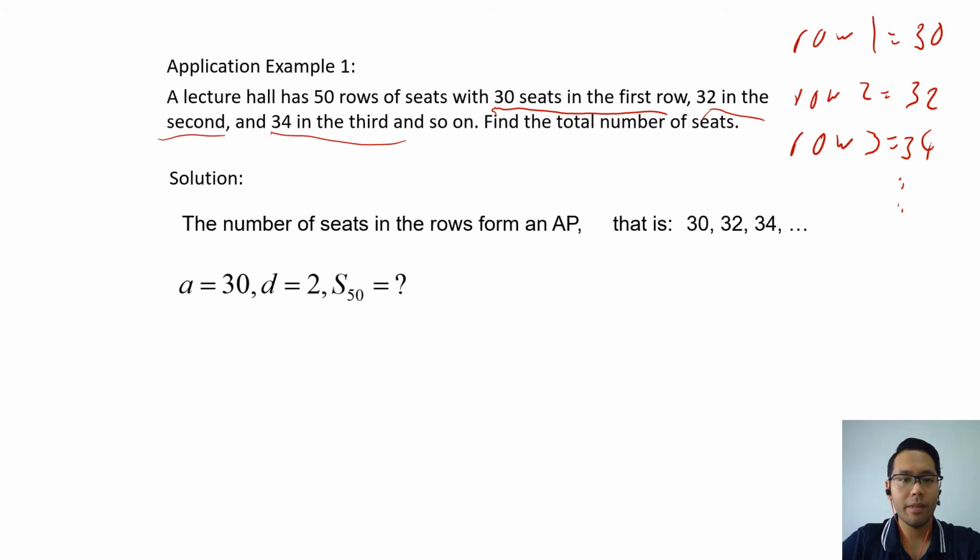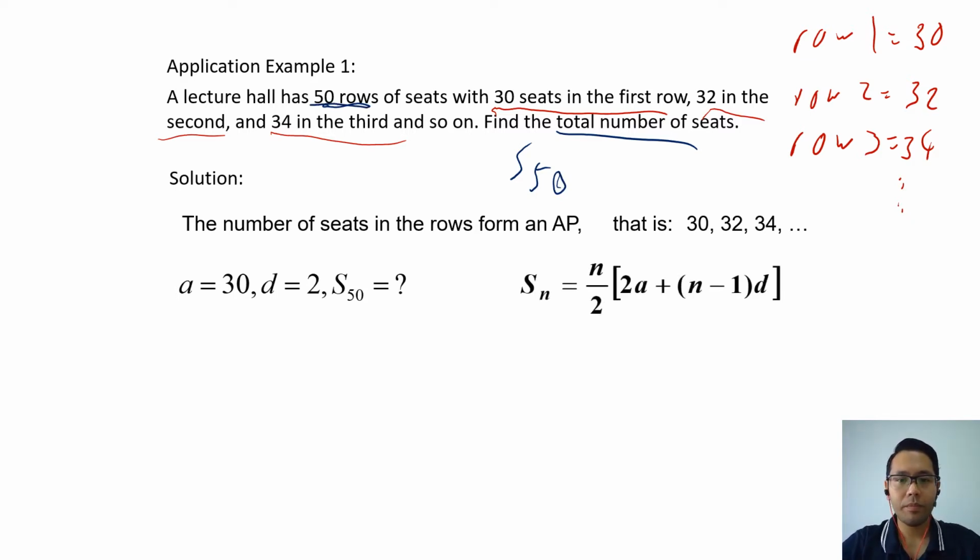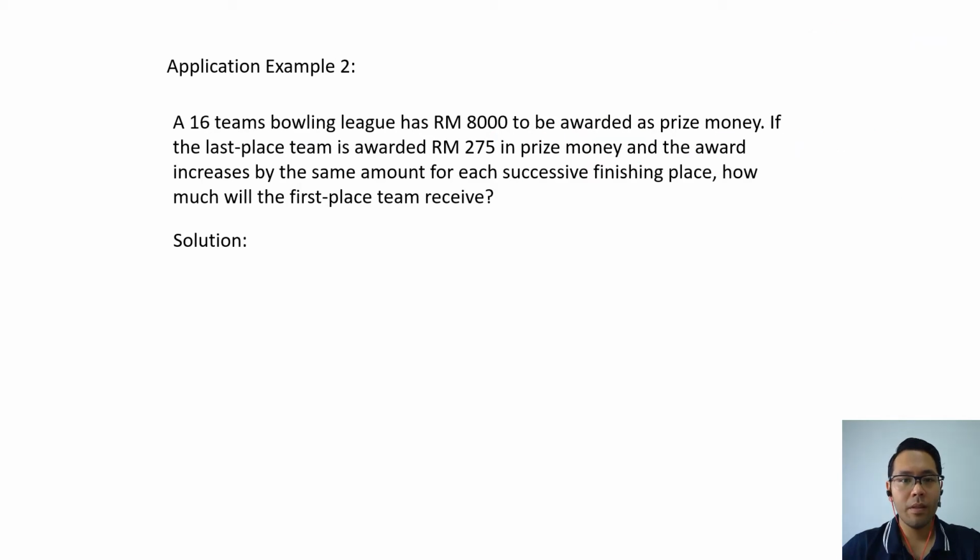And let's continue. So A is 30, D is 2. We want to find out the total number, so the total is S50. Why 50? Because it says here there are 50 rows. Okay, since we want Sn, that's the formula. So just plug in the numbers. A is 30, N is 50, D is 2. So you can get the answer easily. Okay, class, let's move on to the next example.